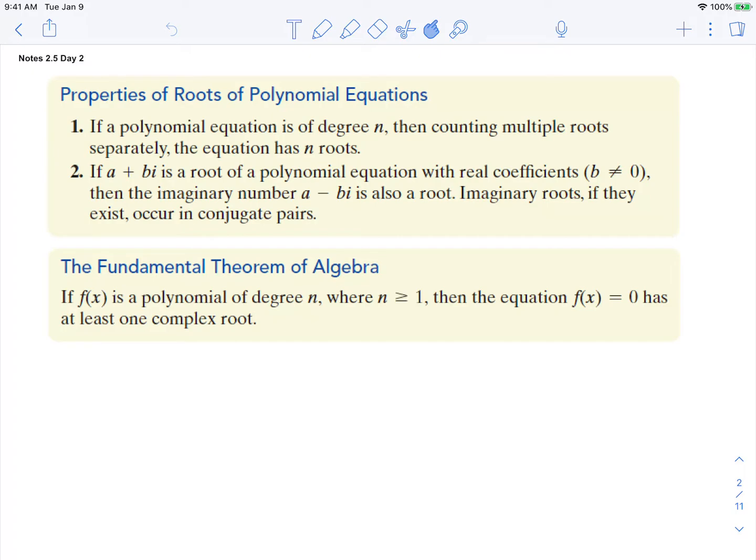All right, this is on the properties of roots of polynomial equations and the fundamental theorem of algebra. You can go ahead and pause and read. The big thing that I want you to highlight on this slide is if a polynomial is degree n, like a third degree polynomial, then counting the multiple roots separately, it has that many roots. So if I have a third degree polynomial, you're going to have up to 3 roots. Some of the roots can be complex, and if that's the case, you have to take its conjugate, which would be the other root.